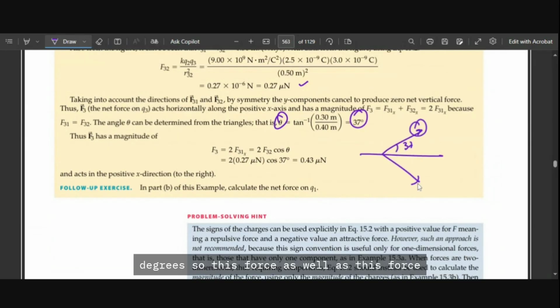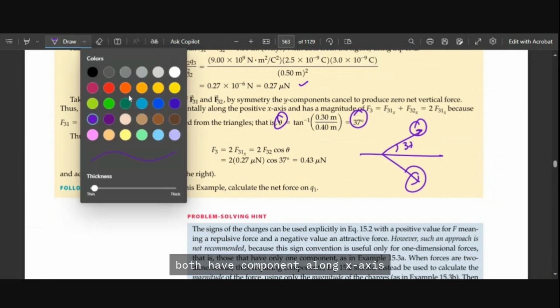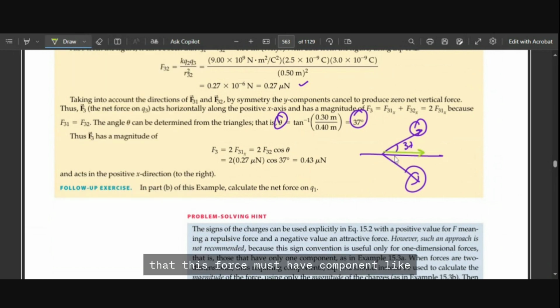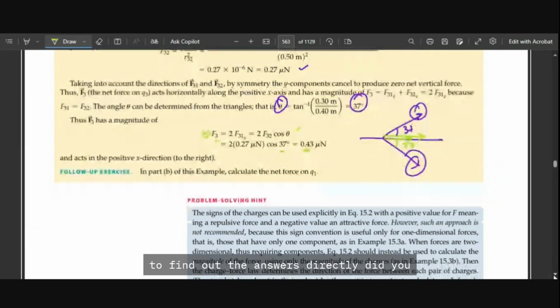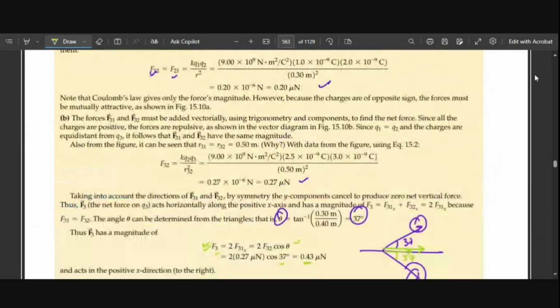So this force as well as this force both have a component along the x-axis. This force will have a component like that, and this force must have a component like that. Both the components are going to be cos components. So that is why F3 is given by twice of F31x, which is twice of F32 cos theta, and theta is 37. So it will come out to be 0.43 microcoulombs. As you have the leverage of using a calculator, you can use it to find the answers directly. Did you understand this part, how you're supposed to solve this particular question?